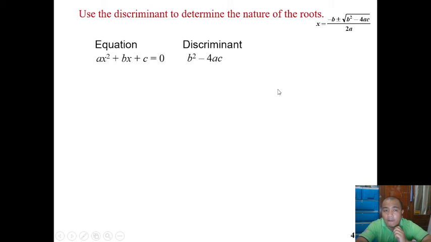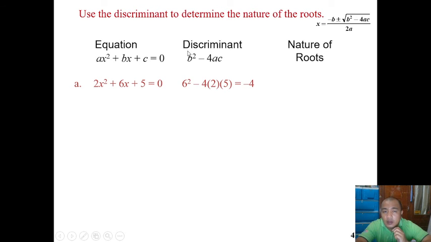Now, let us use the discriminant to determine the nature of the roots. Equation, discriminant, nature of roots. Number 1. You just use the formula b squared minus 4ac. That's the formula for the discriminant. B is 6, a is 2, c is 5. So, substitute: 6 squared minus 4 times 2 times 5. 36 minus 40, negative 4. So when the discriminant is negative, what's the nature of the roots? No real roots, imaginary. It will never touch the x-axis.